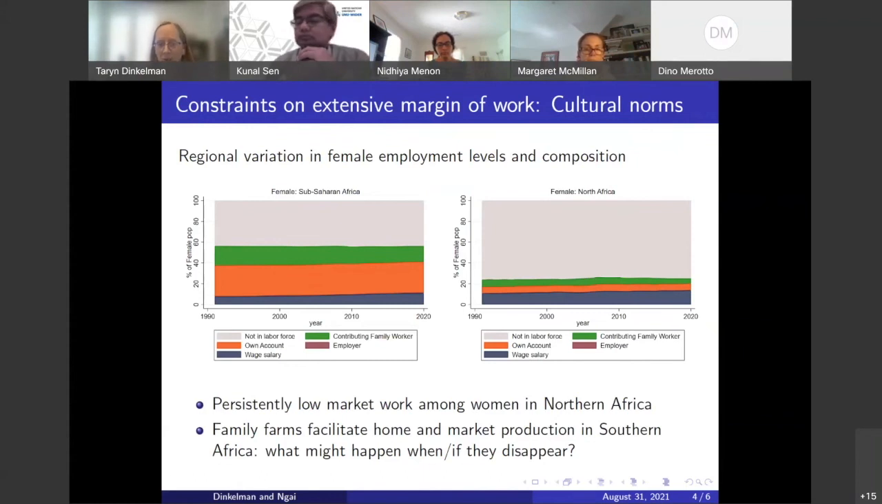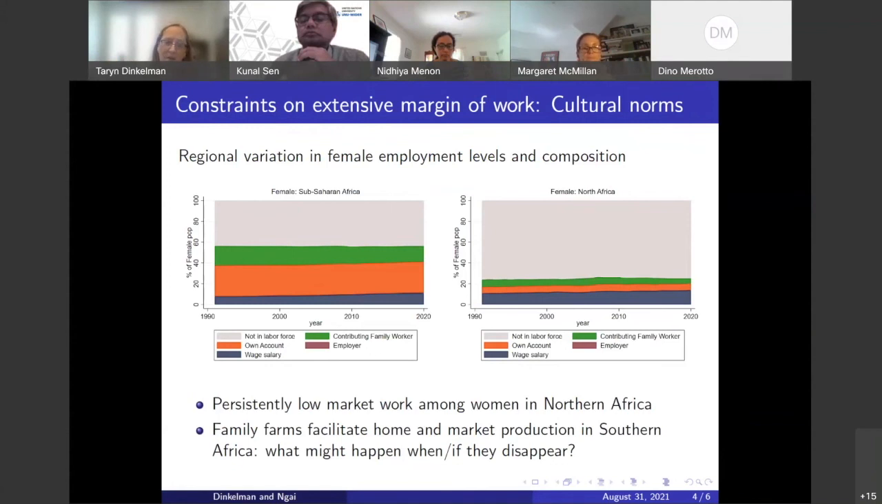The second thing I want you to take away from these graphs is that over a 30-year period, the distribution of employment across these different sectors is basically stagnant for women's employment. So there isn't a whole lot of change over time in the type of work women are doing. And then thirdly, in Sub-Saharan Africa, the majority of women's work is either own account work or as a contributing family worker. So a lot of these jobs are on farms.